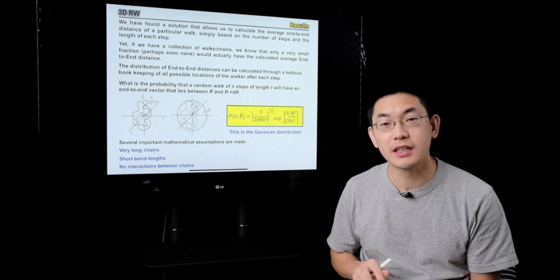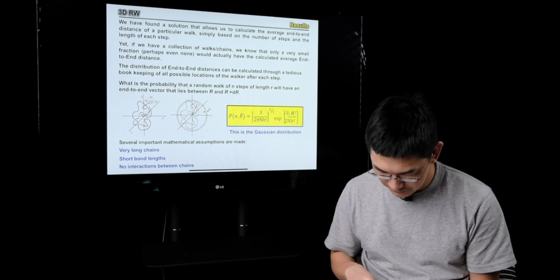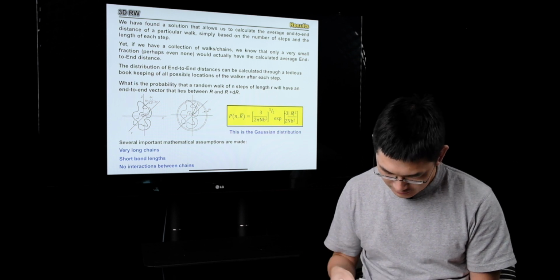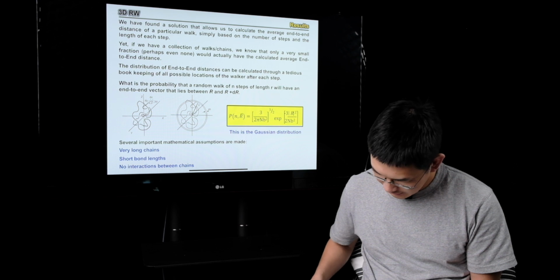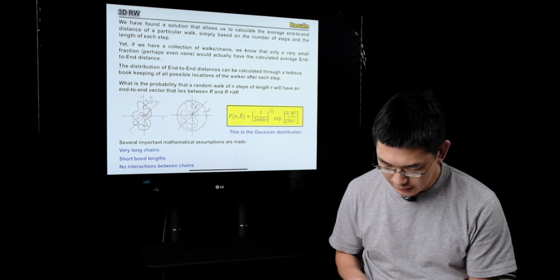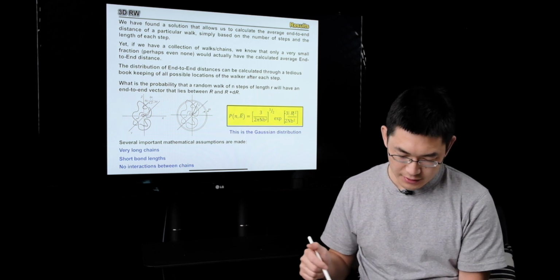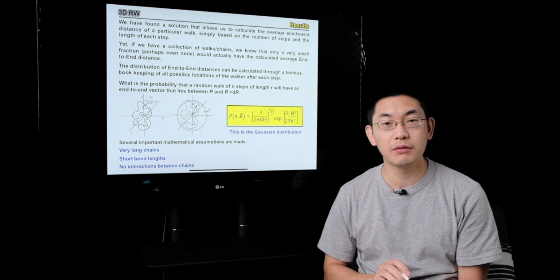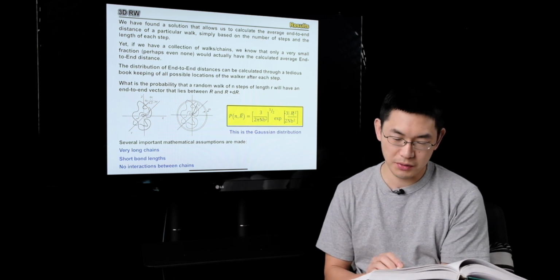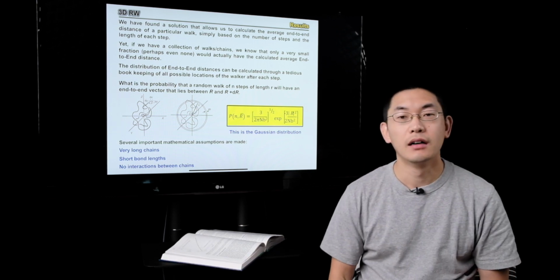What we're gonna do today is to discuss lecture number 6.7. So I will talk about 6.6 in the end when we finish talking about 6.7. Today's aim will be to discuss the distribution for end-to-end distance and segment density. Okay?